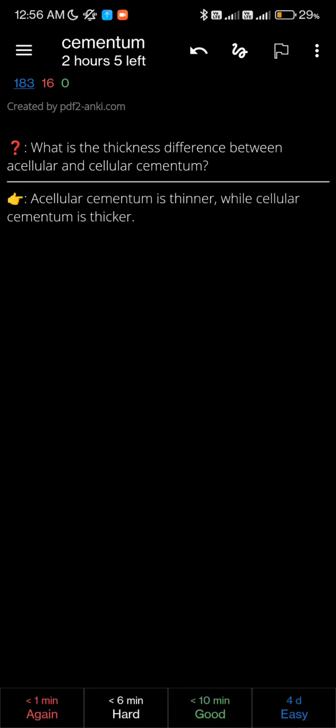What is the thickness difference between acellular and cellular cementum? Acellular cementum is very thin, while cellular cementum is thicker.